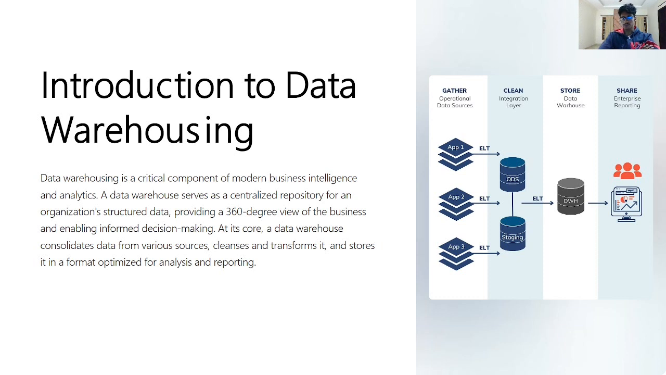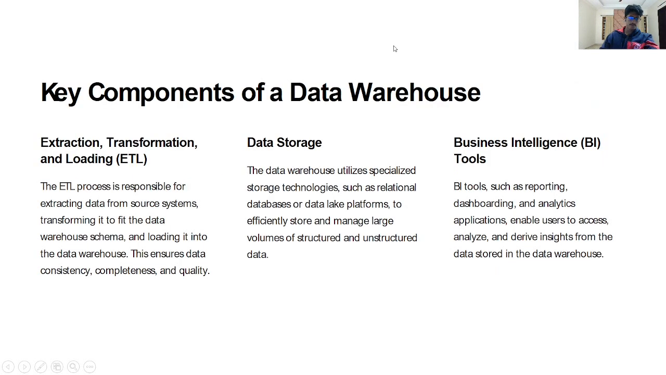So first, the data will be gathered, as shown here in the diagram, and it will be cleaned, and the data will be stored in the warehouse, and it can be shared for optimized analysis and reporting. Key components of data warehousing: extraction, transformation, and loading. The ETL process is responsible for extracting data from source systems, transforming it to fit the data warehouse schema, and loading it into the data warehouse. This ensures data consistency, completeness, and quality.